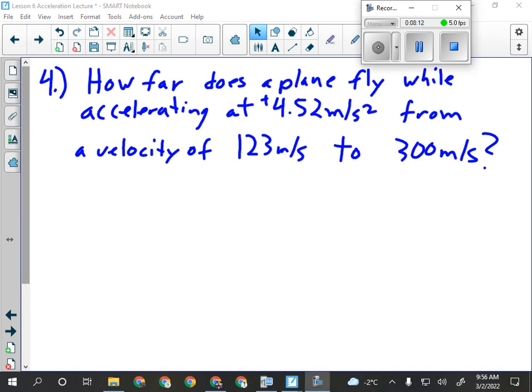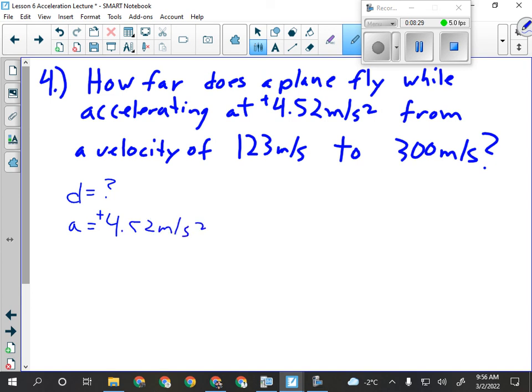Okay, let's have a look at this one. So we're looking for how far a plane flies. So we're actually looking for distance, not displacement, in so much as they say how far. Okay, it's accelerating at positive 4.52. That's important. We know it's speeding up. Okay, and it's going from an initial velocity of 123 meters per second to a final velocity of 300 meters per second. Those would both be positive numbers.